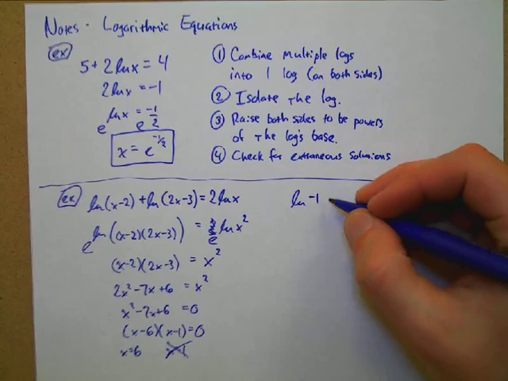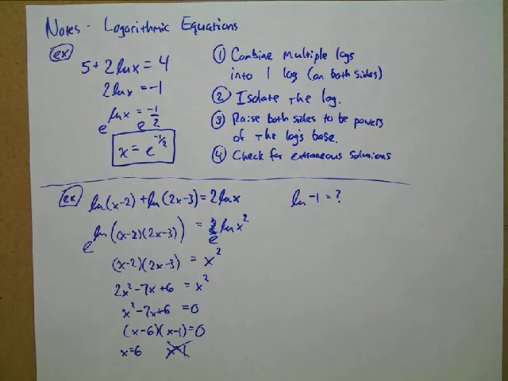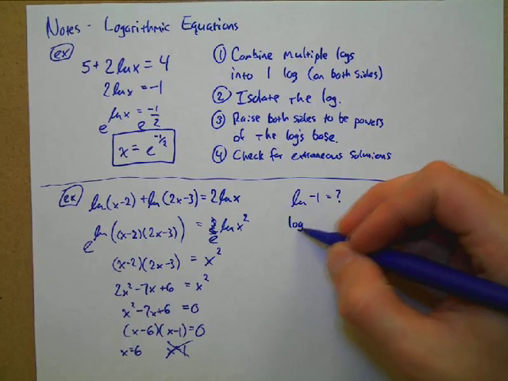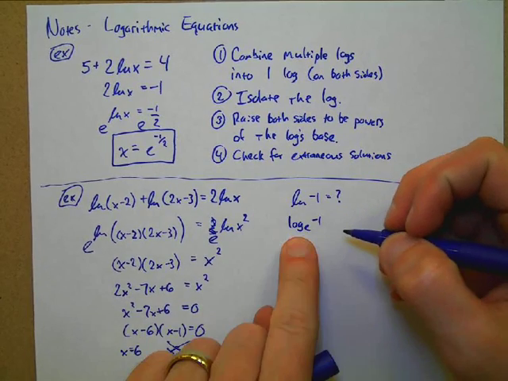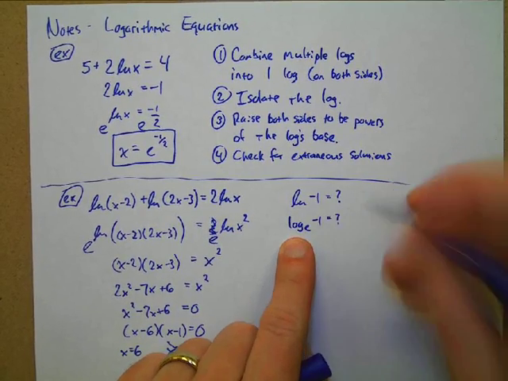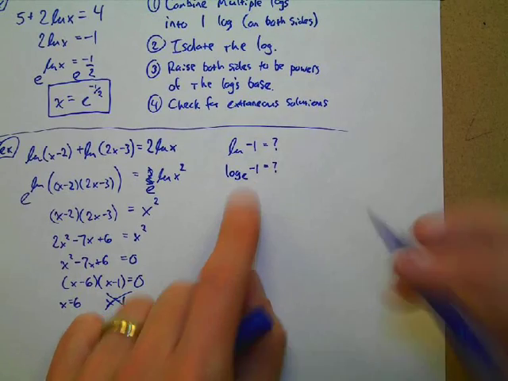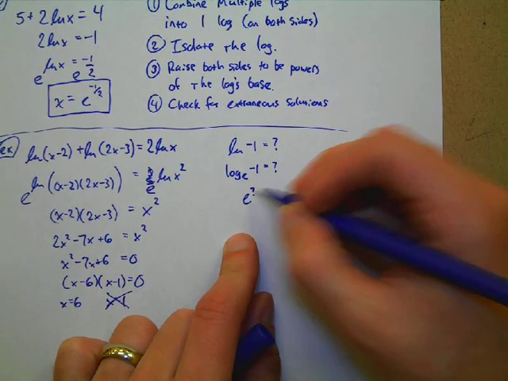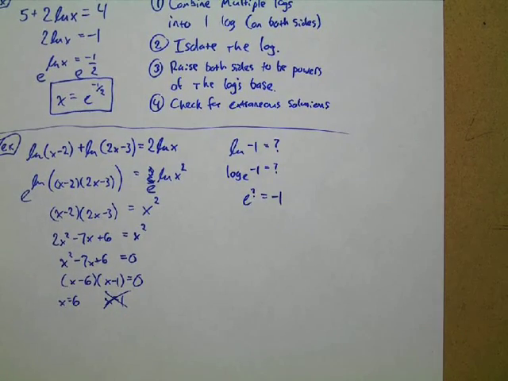Let me rewrite. Remember that natural log is really log base e. So I'm trying to answer the question, if I rewrite this in exponential form, e to what power gives me negative 1? But that is impossible, because you can't take a positive number like e, raise it to a power, and get a negative value. So that's why the 1 we have to throw out, because it results in us taking the natural log of a negative number.